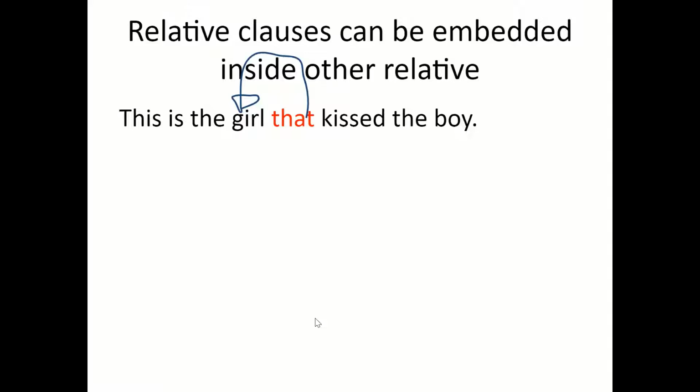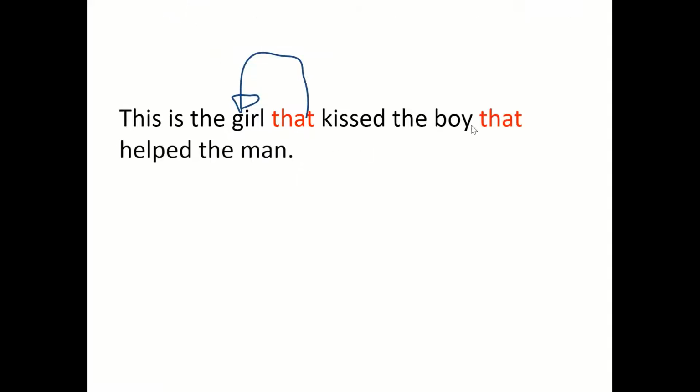Another interesting thing about relative clauses is they can be embedded inside another relative clause. So for example, this is the girl that kissed the boy. We can actually put another relative clause inside that. So this is the girl that kissed the boy that helped the man. So that here refers to boy, that helped the man is describing boy.